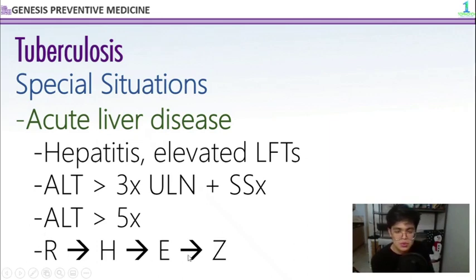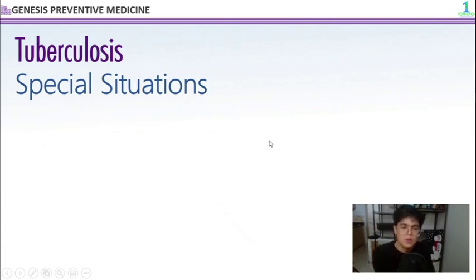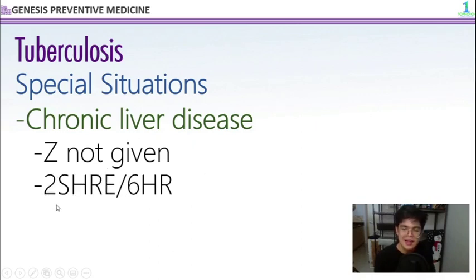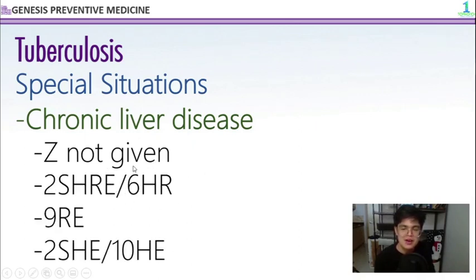The drugs from least hepatotoxic to most hepatotoxic are listed as follows: RHEZ. So this is the most hepatotoxic, yung pyrazinamide. Special situations, again, chronic liver disease: pyrazinamide, being the most hepatotoxic, is not given for patients with chronic liver disease, kunwari cirrhotic, and they can have adjustments in their TB regimens to SHRE, 6HR, the 8-month regimen, 9RE, and 2SHE, 10HE.